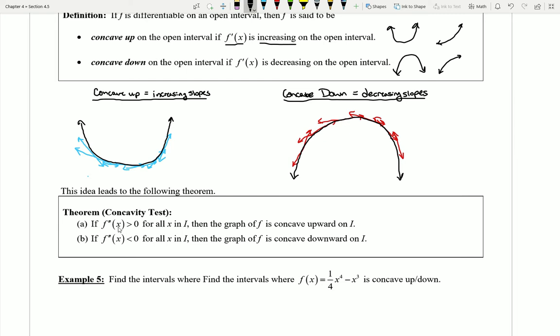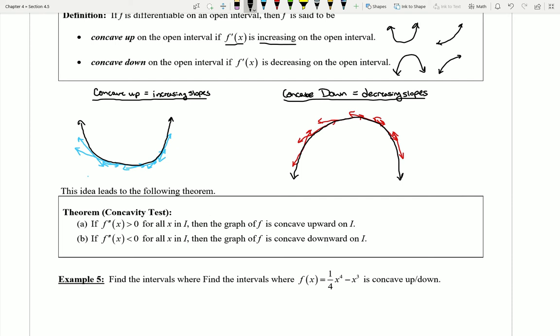If my second derivative is positive, that is, if my first derivative is increasing, my slopes are getting larger, then my graph is concave up on the interval. But if my first derivative is decreasing, that is, the slopes for my tangent lines are getting smaller, then I have a graph that's concave down. And so this is kind of summarized into what we call our concavity test.